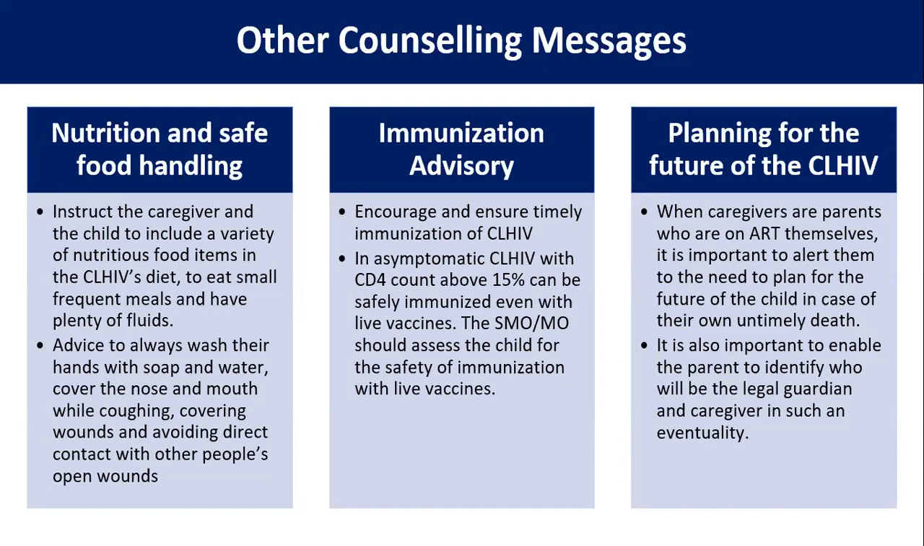Now, planning for the future of the CLHIV. When caregivers are parents who are on ART themselves, it is important to alert them to the need to plan for the future of the child in case they die prematurely. It is also important to enable the parent to identify who will be the legal guardian and the caregiver after them in such an eventuality.